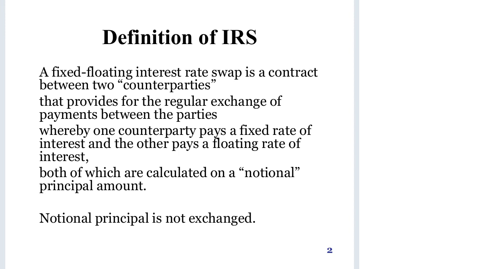Now, the simplest swap is what is called an IRS, or interest rate swap. The very simple model of that is that on one side I have a fixed interest rate, and on the other side I have a floating interest rate. So a fixed to floating interest rate swap is basically a contract between two counterparties, and it provides for regular exchange of payment between the parties. One counterparty pays the fixed rate of interest, while the other pays the floating rate of interest.